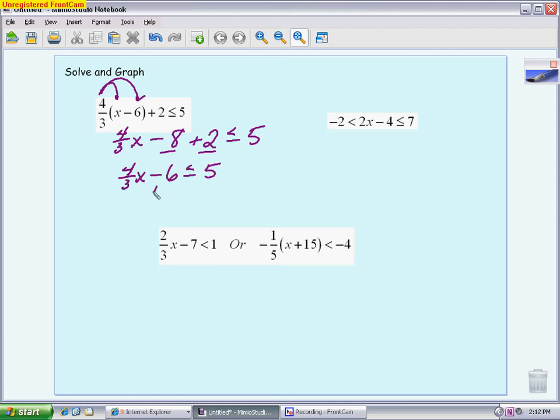Add 6 to both sides. 4/3 x is less than or equal to 11. And finally, to get rid of the 4/3, we're going to multiply by its reciprocal, 3/4. We get x is less than or equal to 33/4. You can leave it as 33/4. It doesn't reduce. Your graph is going to be very basic.